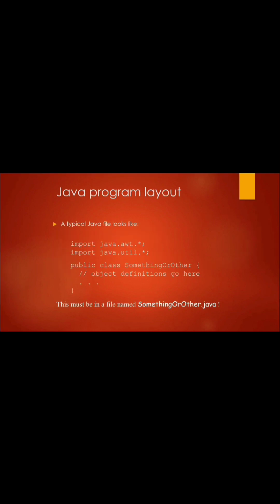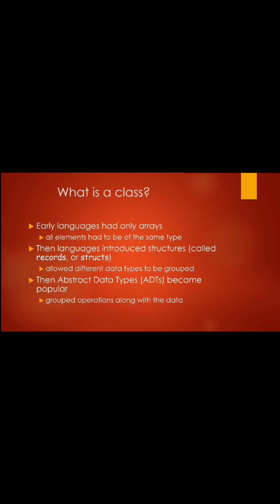A typical Java program looks like this. Import java.awt.*; import java.util.*; public class something or other, open curly, which indicates object definitions go here. This must be in a file named something or other.java. So what is a class in the Java language?